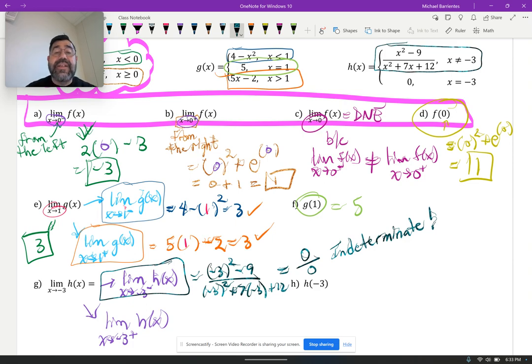But what about letter H? Is that doable? Can we find h of negative 3? Can we find the y value at x equals negative 3? Well, yes, right here. At x equals negative 3, it says the y value is 0. So I'm not sure how I'm going to find the limit on part G, but the function value for part H is solvable. We'll come back to indeterminate forms in another video.